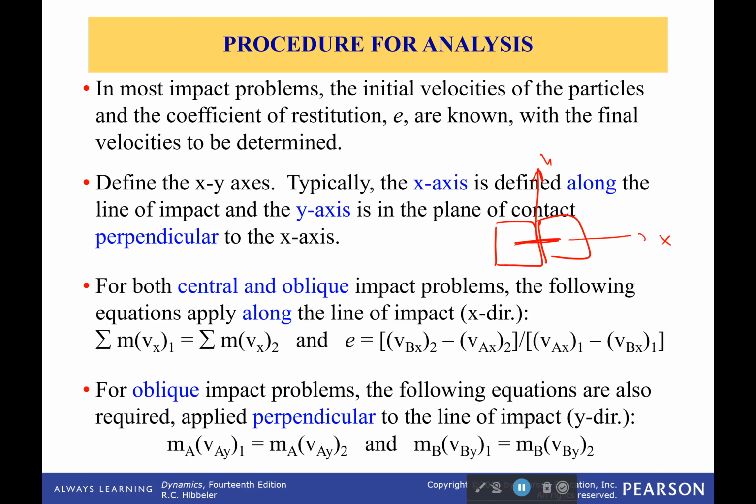For both central and oblique impact problems, these equations apply, so go ahead and use them. For oblique impact problems, remember that the y components of the momentum are constant for each of the particles. So I believe that's everything for this. So next time we're going to jump into our first example.